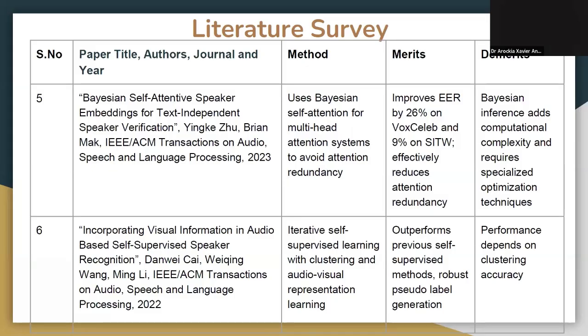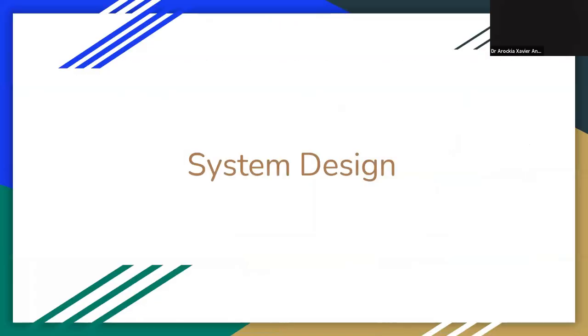In the last paper, incorporating visual information in audio-based self-supervised speaker recognition, iterative self-supervised learning with clustering and audio-visual representation learning is performed. Here, the merits are that it outperforms previous self-supervised methods. Robust pseudo-label generation is also performed here, and it can improve the clustering accuracy more in this paper.